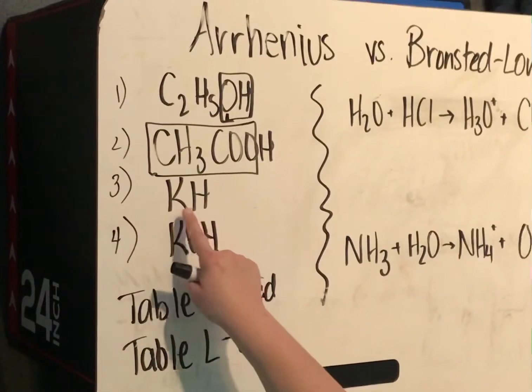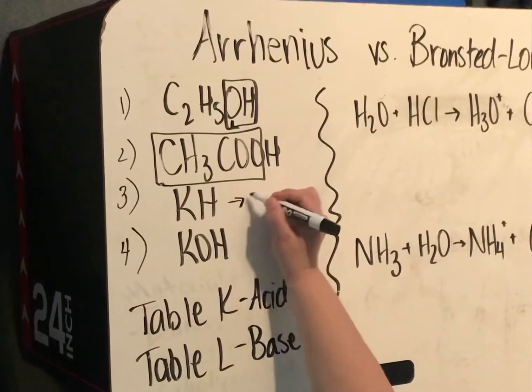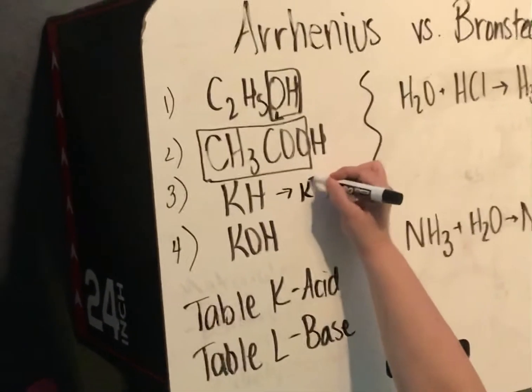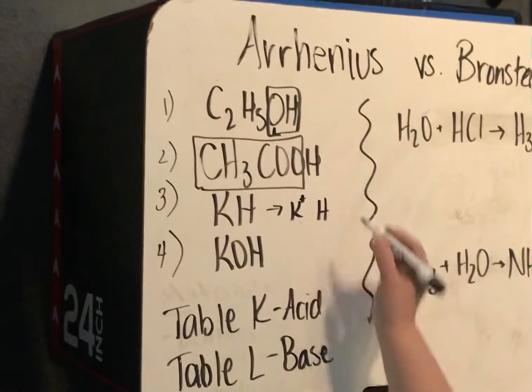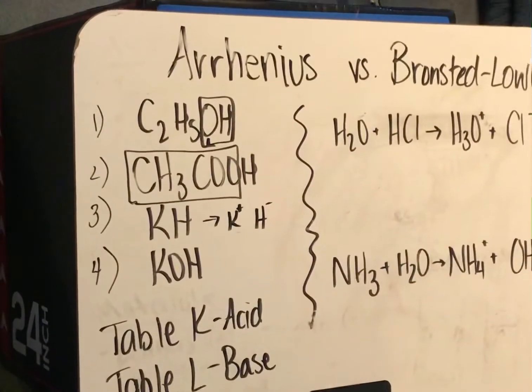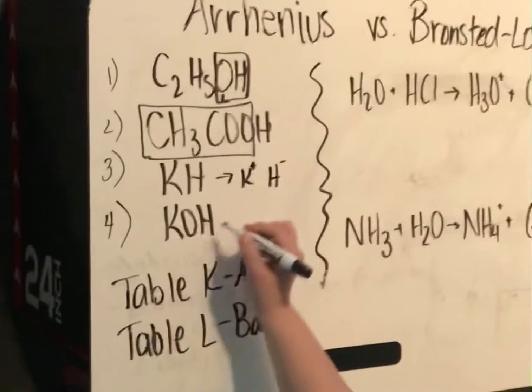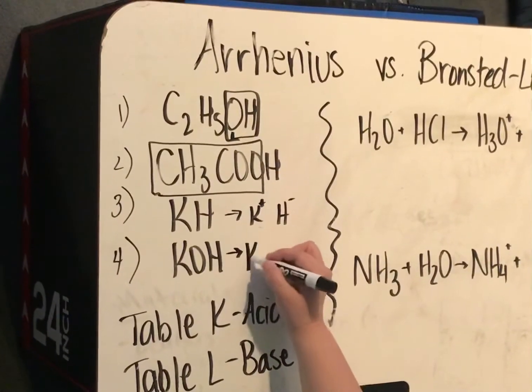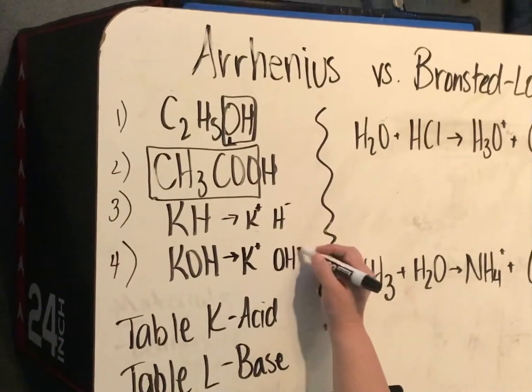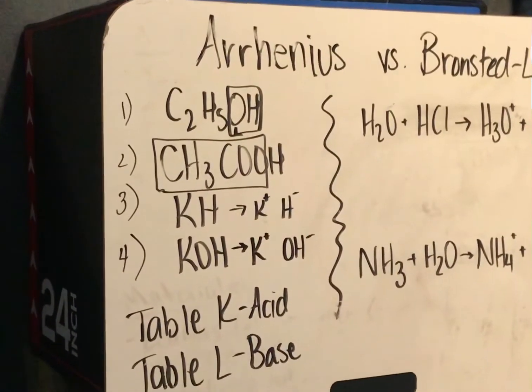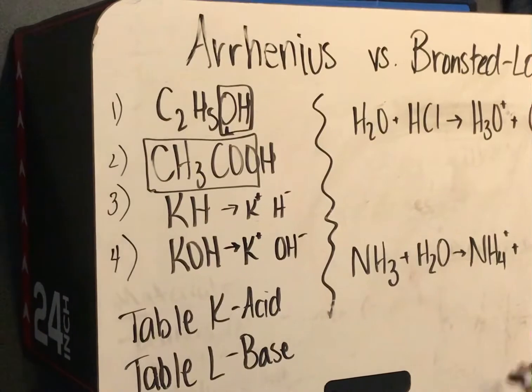When I put this together, this will separate into K and H, but K is the positive ion in the solution and H is negative. Arrhenius acids must be positive hydrogen. And lastly, this guy, when it breaks apart, he's going to break into K plus and OH minus. I do not have an H plus by itself in any case.